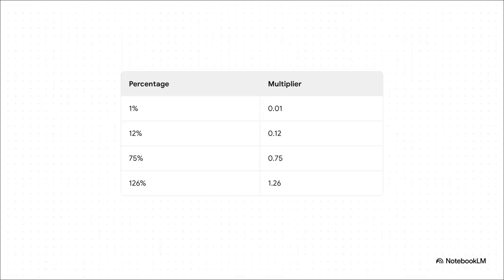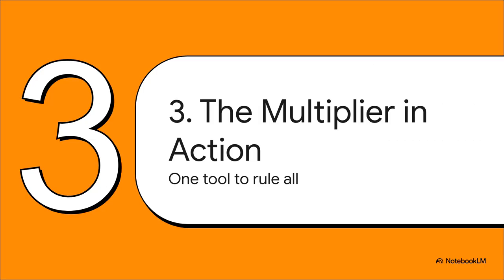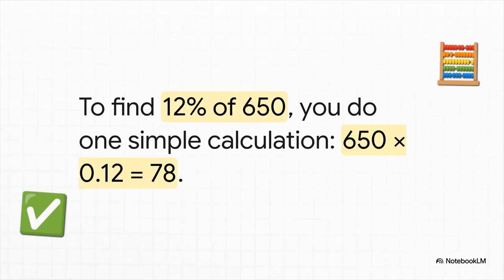And this works for any number you can think of. 12%? That's 0.12. 75% becomes 0.75. And check this out. It even works for percentages over 100. If you want to calculate 126% change, your multiplier is just 1.26. It's that simple. Okay, Section 3, the multiplier in action. Now for the fun part, let's put this powerful little tool to work and see how it just demolishes those classic percentage problems.